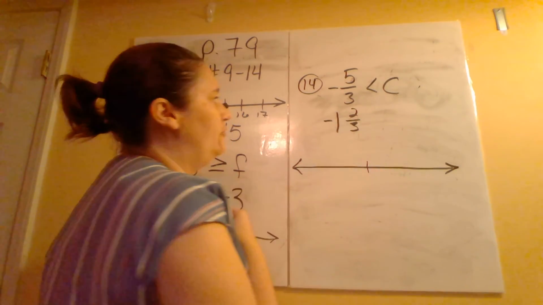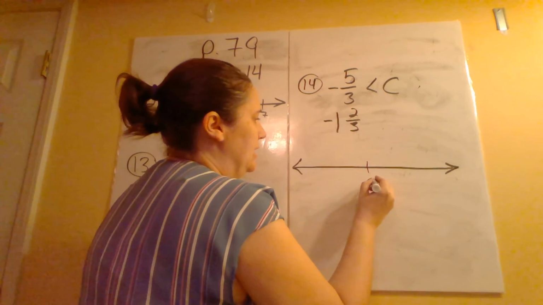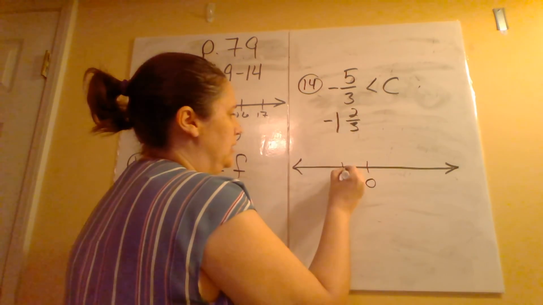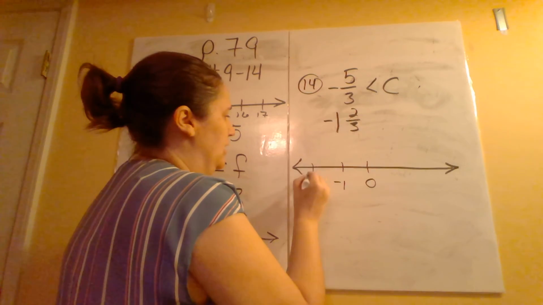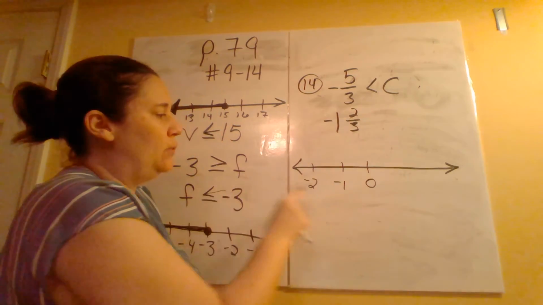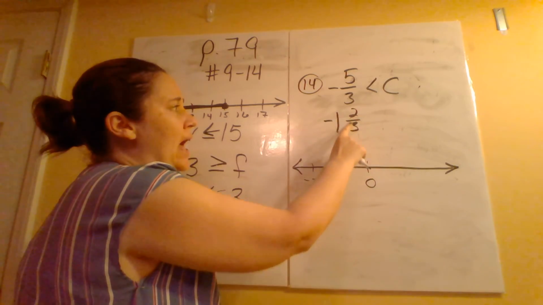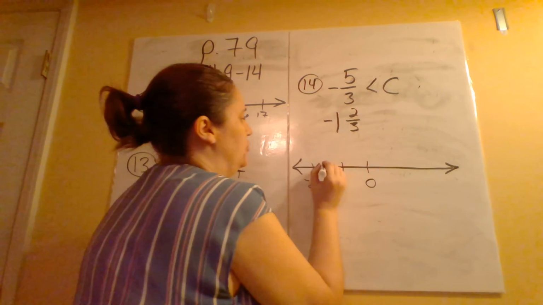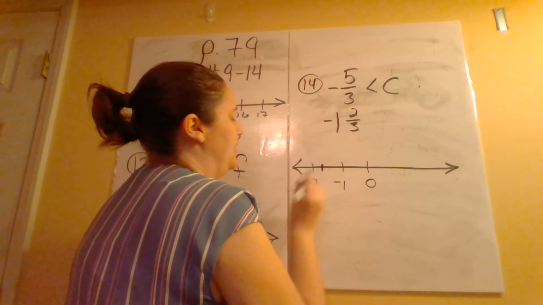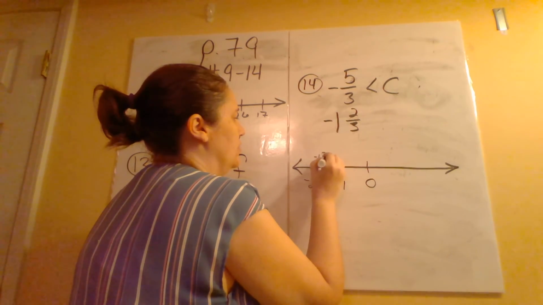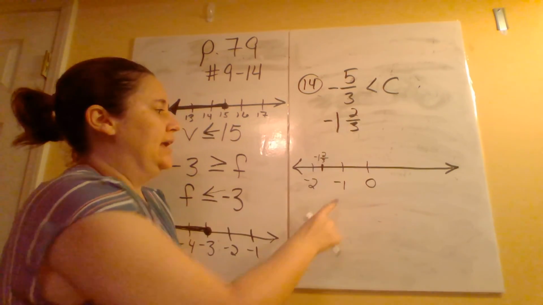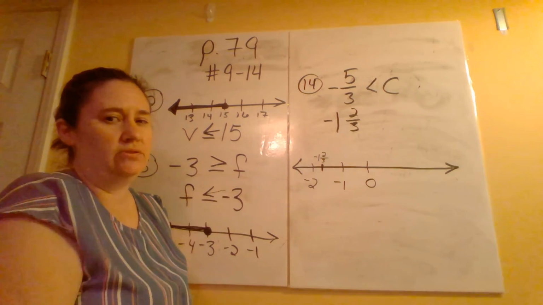We need -1 2/3 on there. Here's 0. Here's -1. Here's -2. -1 2/3 is going to be somewhere in between -1 and -2, a little bit closer to -2. So right about there is -1 2/3.